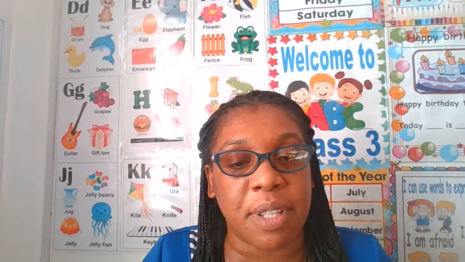So number bond is putting two numbers together to make a whole number, right? So you have different types of number bonds. So you have numbers that go together to make 10, but today we are doing number bond 20.